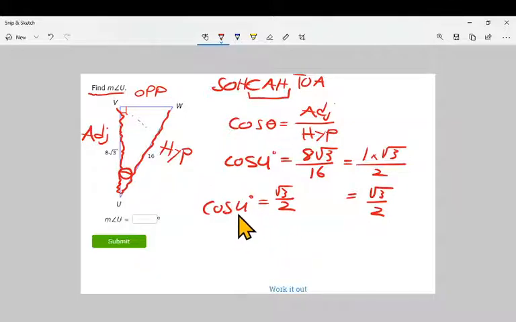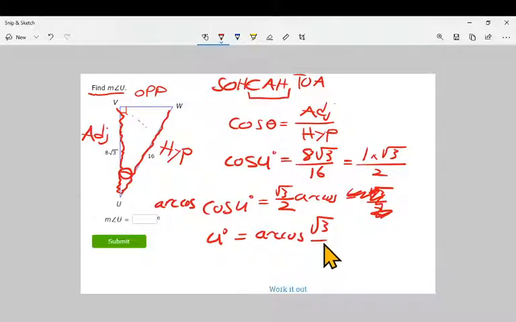From here, we have to figure out what the degree value is for U, what angle that is. To do that, we're going to use what is called arc cosine. It can be written out one of two ways: you can do cosine to the negative 1, or you can write it out as arc cosine. The arc cosine is going to cancel out with the cosine, but it's kind of like multiplication: if we do something to one side, we have to do it to the other. So if we add an arc cosine to the left, we add one to the right as well. Now the arc cosine and the cosine cancel out, so we are left with U degrees equals arc cosine of the square root of 3 over 2.